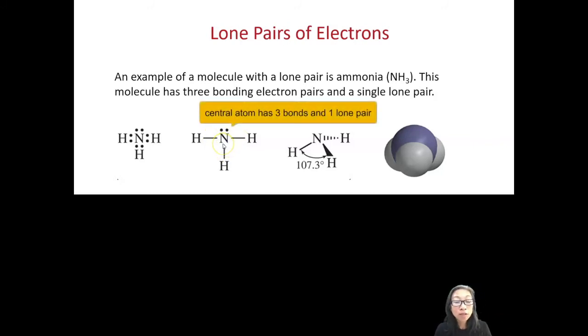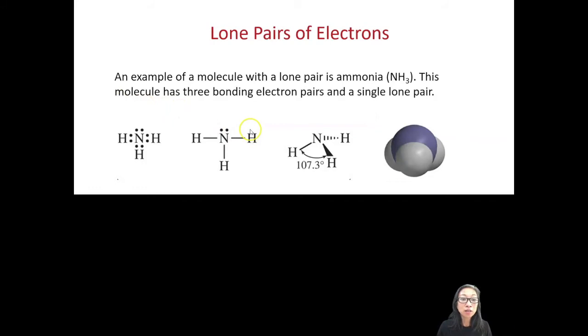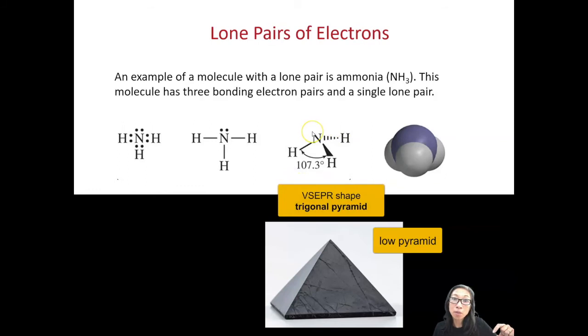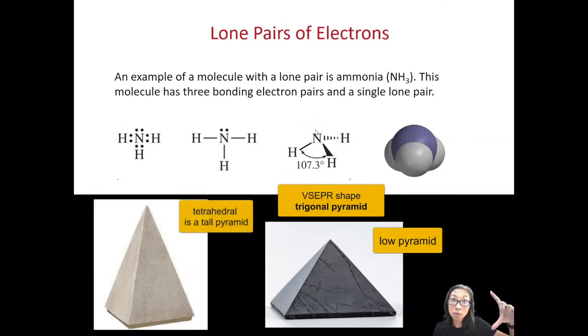When you have 3 bonds and 1 lone pair, these 3 bonds don't space out equally because of the lone pair electrons. It basically causes a base of 3 with a low top, which is not seen. It's this lone pair of electrons, which would be here, and you just have the base of 3. This is the bottom half of the tetrahedral structure. It doesn't have the tall top, and this is called trigonal pyramid. It's a low pyramid compared to the tetrahedral that's a tall pyramid.